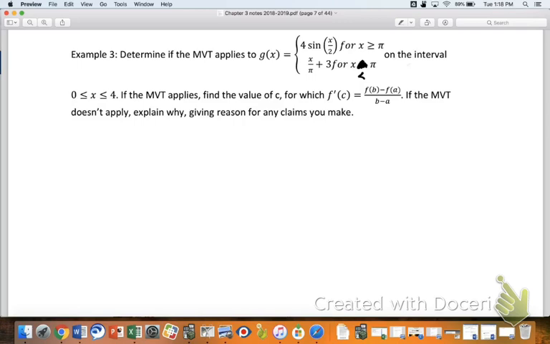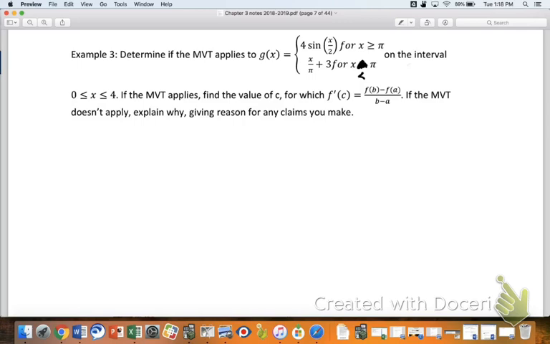So notice the wording on number 3 is really similar to the wording on number 1. It says, determine if the MVT applies to this. And if it does, we're going to go ahead and complete the hypothesis of the MVT and find the value. But if it doesn't, the MVT doesn't work here, then we're going to explain why.